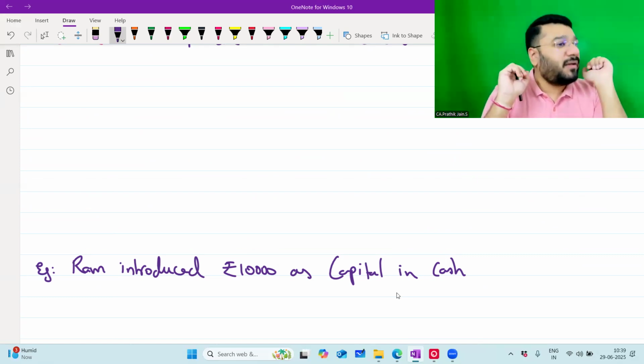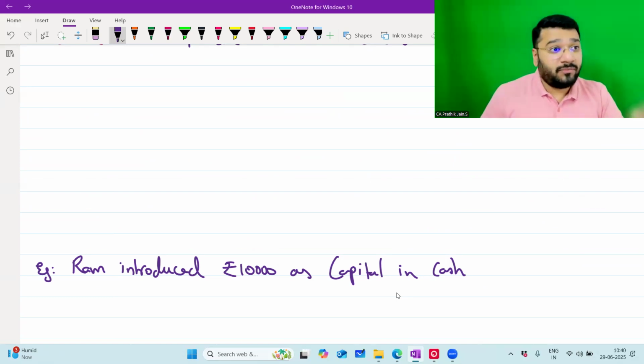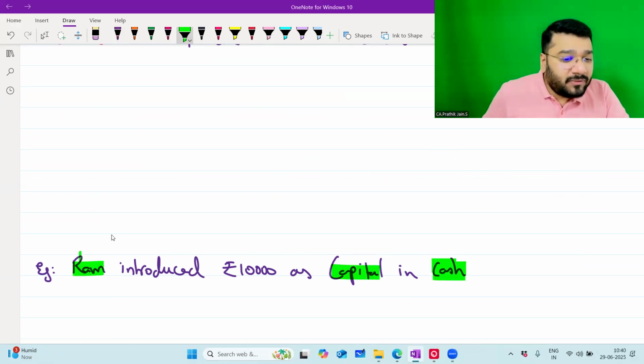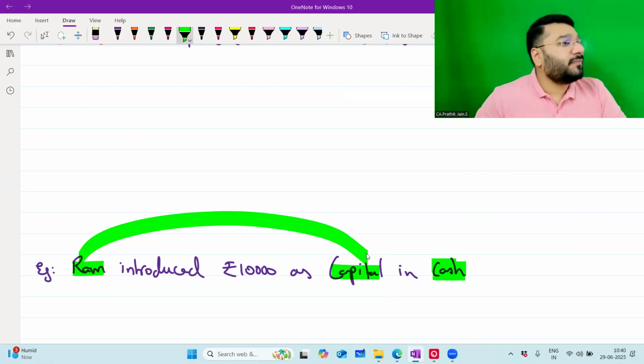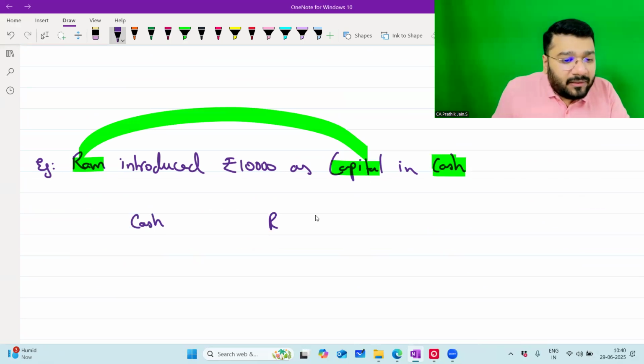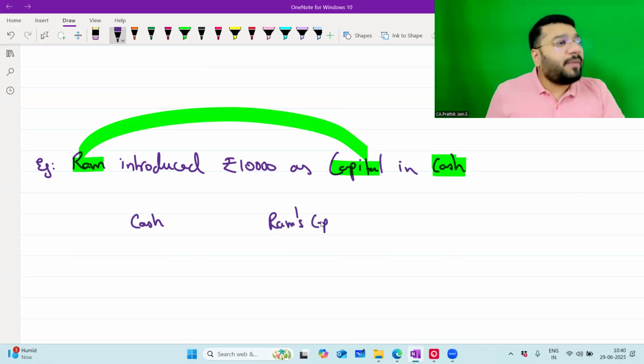Second, in this transaction, how many accounts are affected? Please tell. Two accounts. Are you sure? Yes. Which accounts? One is cash for sure. Second is Ram's capital. Two accounts are affected. Any problem here? Okay. So cash and Ram's capital, these are two accounts. Am I right?